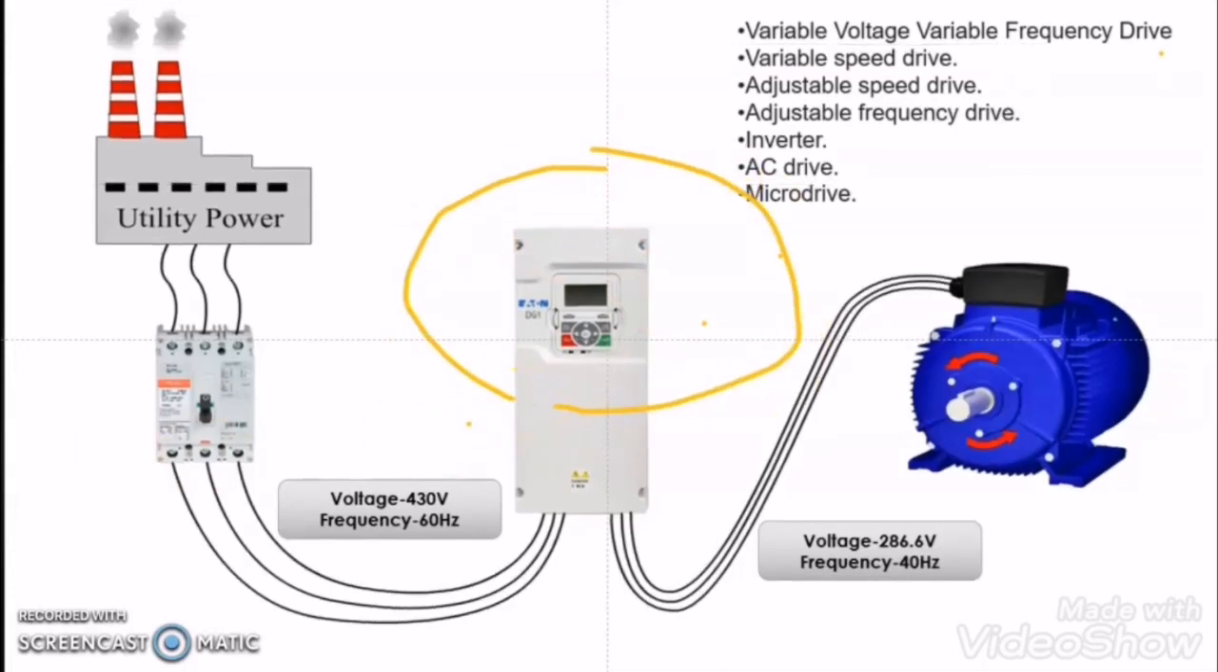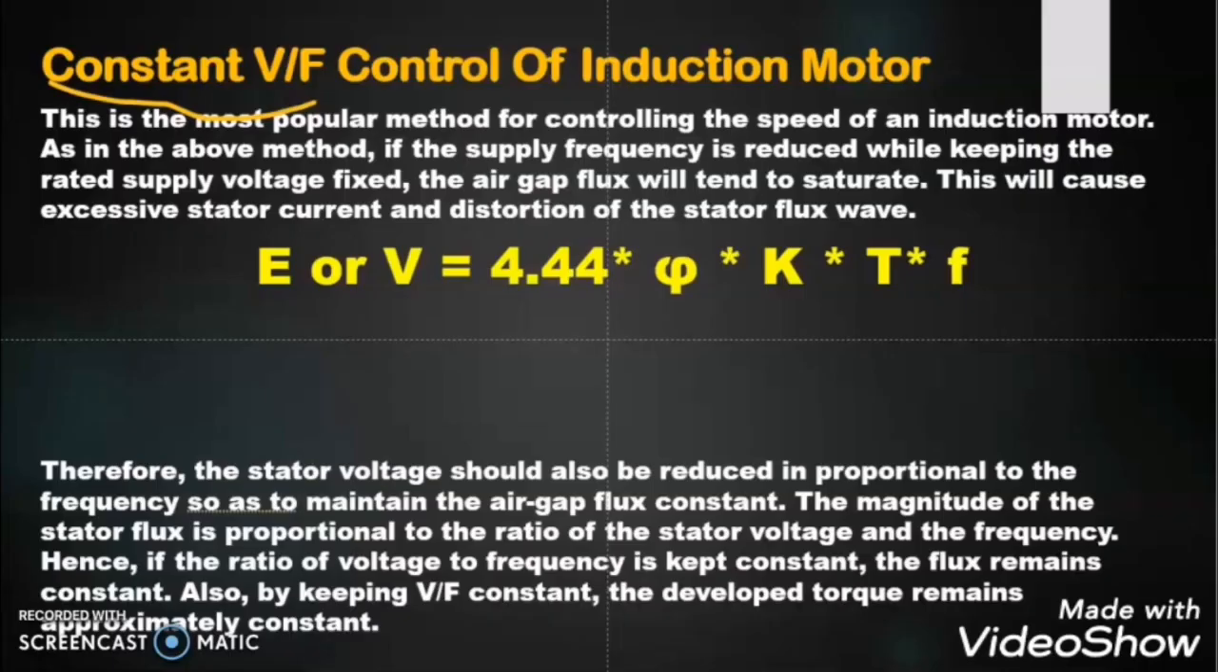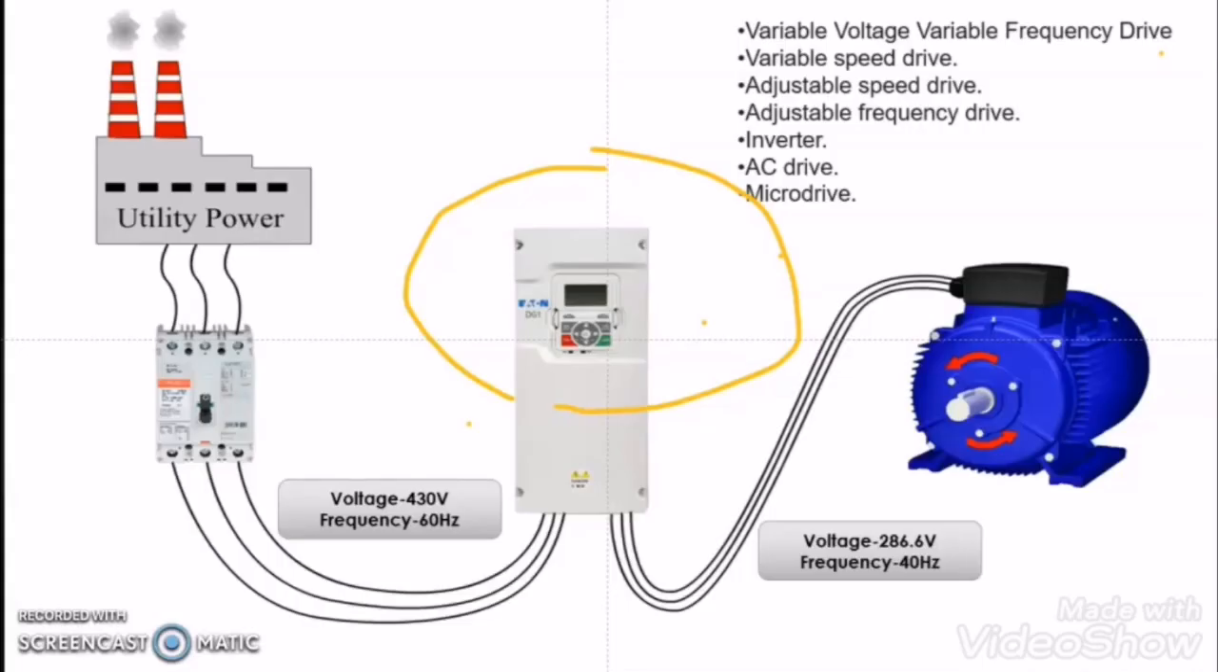So far we discussed the different methods of speed control of the induction motor and the drawbacks or limitations of each method. Lastly, we discussed the constant voltage-frequency method, which is the most efficient method among all the previous methods and which is the working operation of the variable frequency drive.